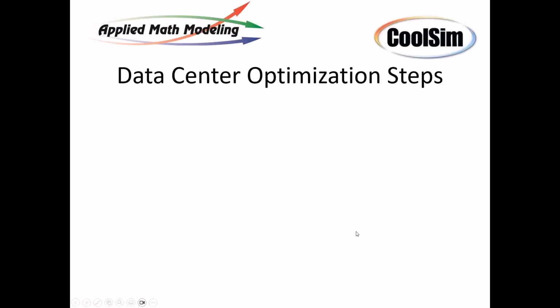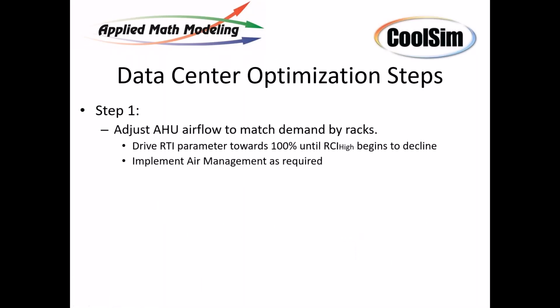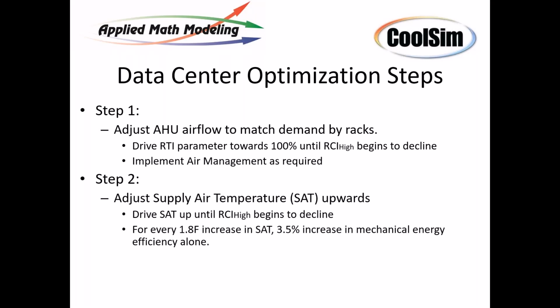So, optimization steps: we're going to adjust the airflow until our RTI goes to 100, and then we see RCI high beginning to decline a bit. We're going to implement air management as required. Then we're going to drive the supply air temp up until RCI begins to go down a little more, because we know we're going to get good efficiency out of that chiller if we can get it up. Again, here's the actual relationship, 1.8F or 3.5%. That's generally what you can get.